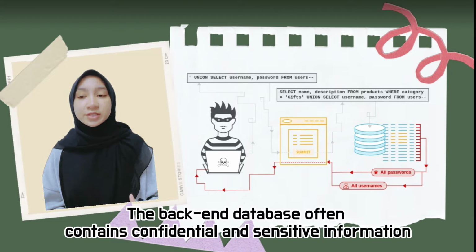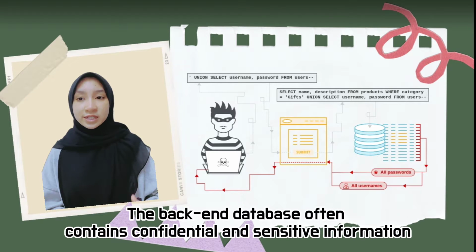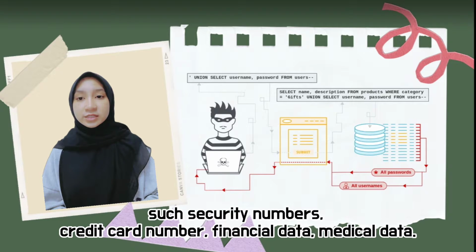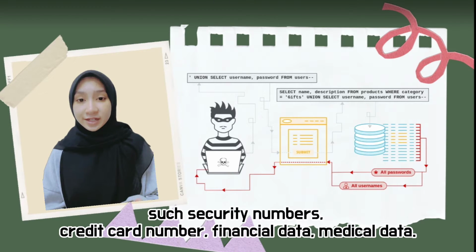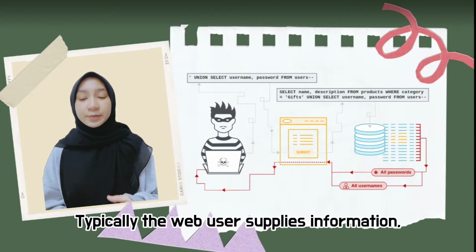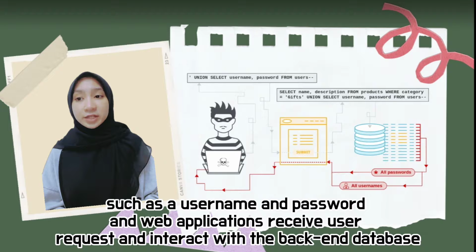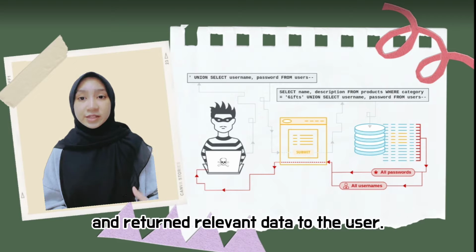The backend database often contains confidential and sensitive information such as social security numbers, credit card numbers, financial data, and medical data. Typically, web users supply information such as username and password, and the web application receives user requests, interacts with the backend database, and returns relevant data to the user.